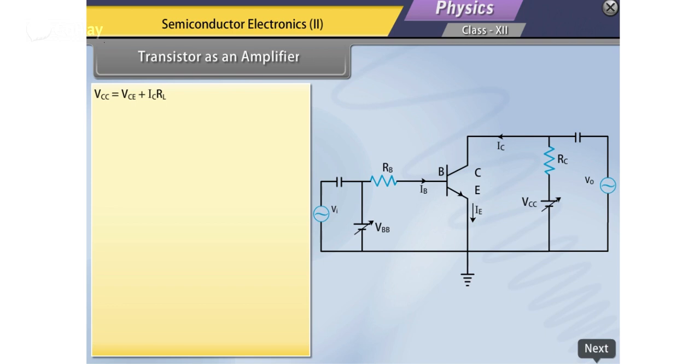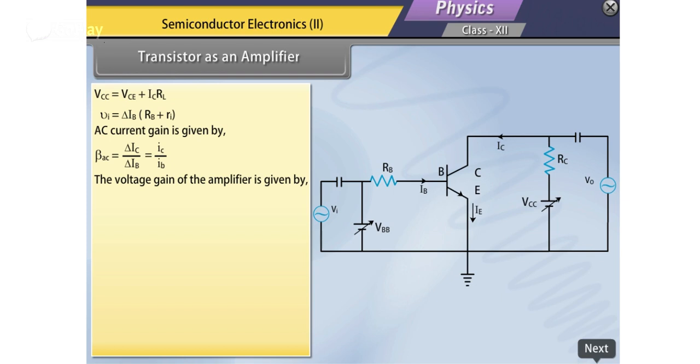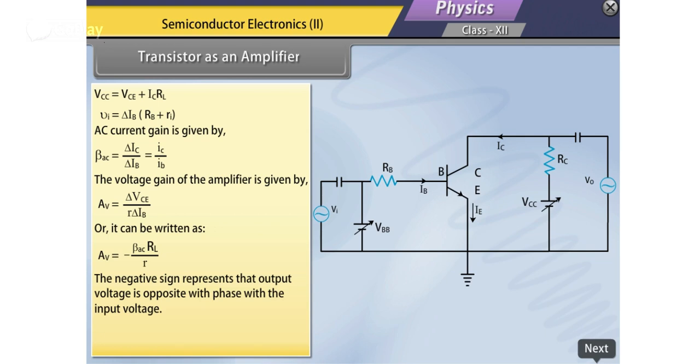VCC is equal to VCE plus ICRL. Delta VI is equal to delta IB multiplied by RB plus RI. AC current gain is given by beta AC is equal to delta IC upon delta IB. The voltage gain of the amplifier is given by AV is equal to delta VCE upon R delta IB, or it can be written as AV is equal to minus beta AC RL upon R. The negative sign represents that the output voltage is opposite in phase with the input voltage. The power gain of the amplifier is given by AP is equal to the product of beta AC and AV.